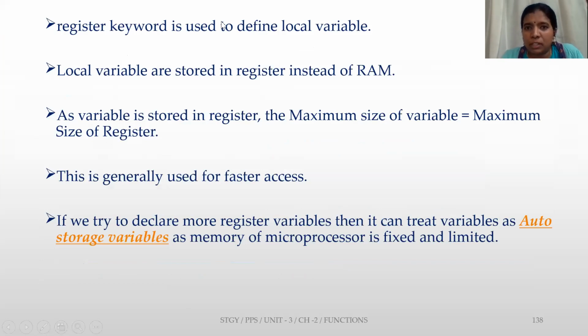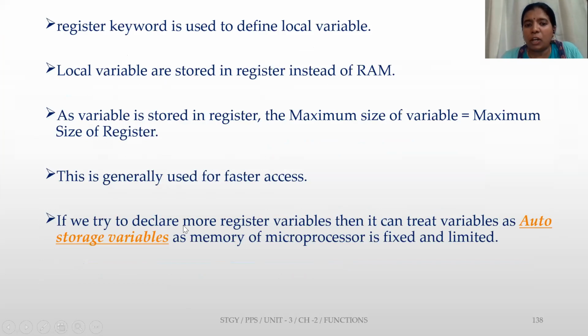So register is the keyword that is used to access this variable. They are stored in RAM. So that's why they make the access faster, because they are stored in RAM. And it all depends upon the compiler or the machine. If it has a lot of memory available, it treats something as register. Otherwise, it sets them as auto variables.